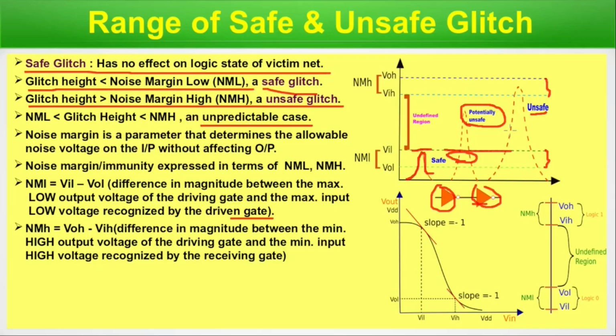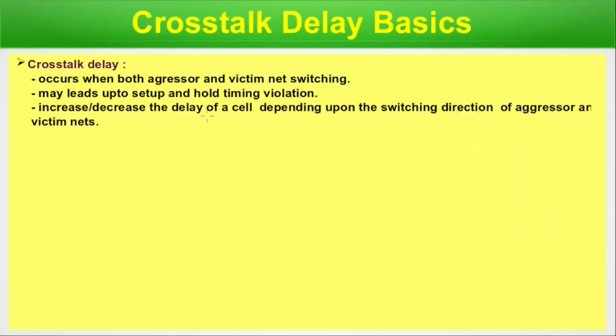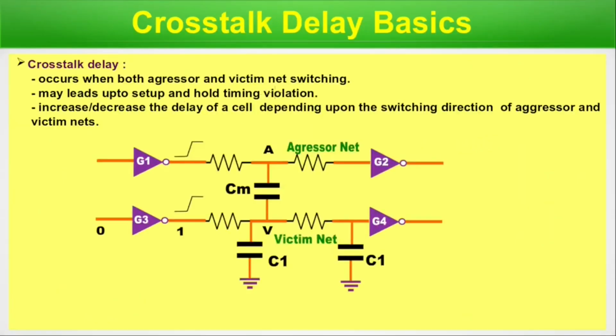Now let's move to the next slide. Crosstalk delay basics. Till now we have talked about crosstalk noise; now crosstalk delay. Crosstalk delay occurs when both aggressor and victim nets are switching. In the case of crosstalk noise, the victim net was always at steady state. It was not switching. When both aggressor net and victim net are switching, what will happen? That effect is crosstalk delay, and that analysis is crosstalk delay analysis.